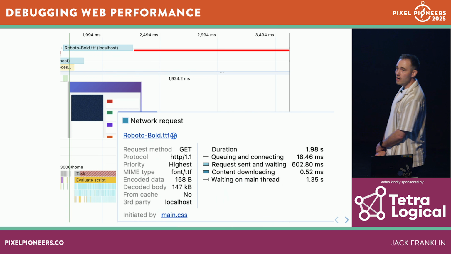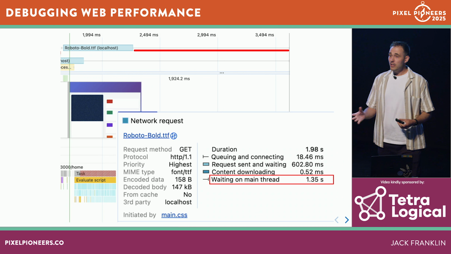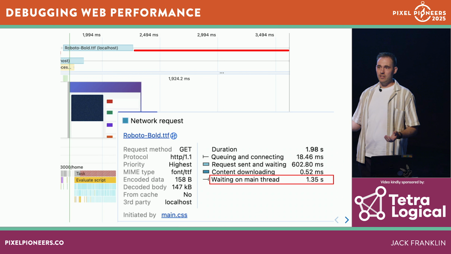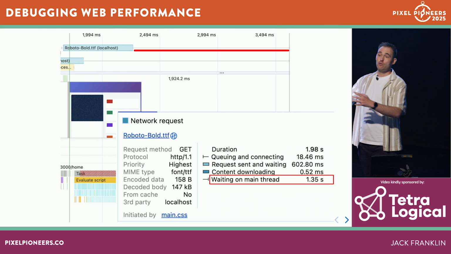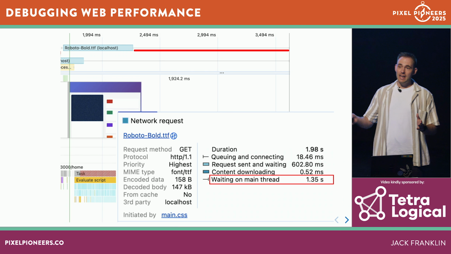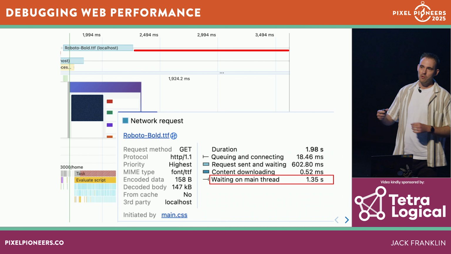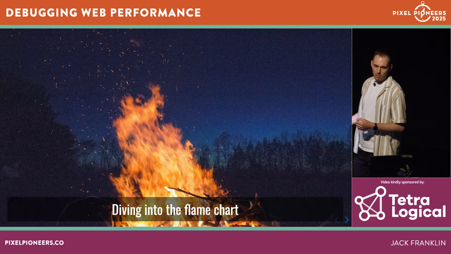And if we look at the timings for this network request, this shows that we're waiting on main thread. What this means is that the browser was busy running some JavaScript, so although it had the font ready to go, it didn't get an opportunity to redraw the page with that font applied. So we've got the font, it's ready, and then we delayed it by 1.3 seconds just so we could run some of our JavaScript.